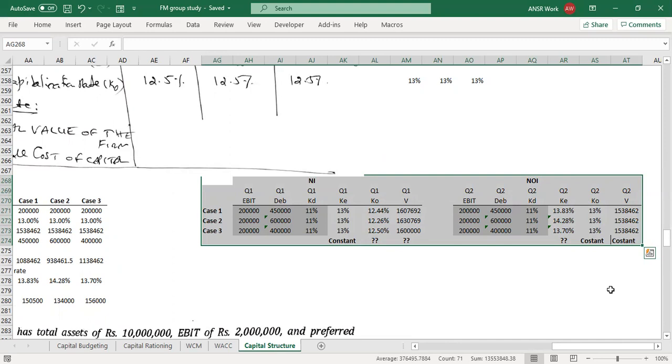So if the debt remains the same and the value of the firm is changing, then the equity must have also changed. This is how I remember. And this is which approach? Net income. Okay. Net operating income is if the value of the firm remains the same, then the debt must have also changed to counter the effect of equity.